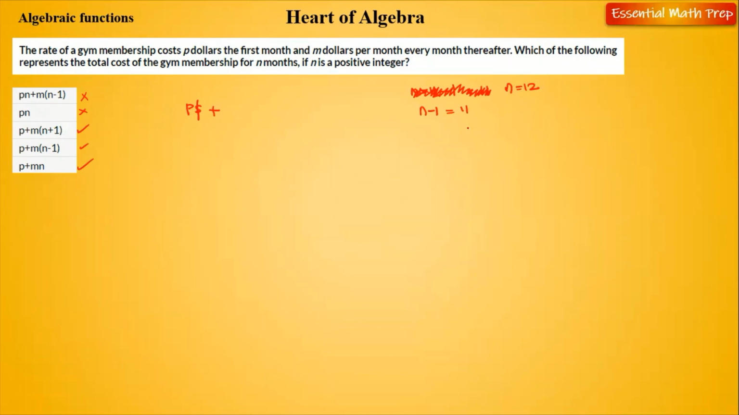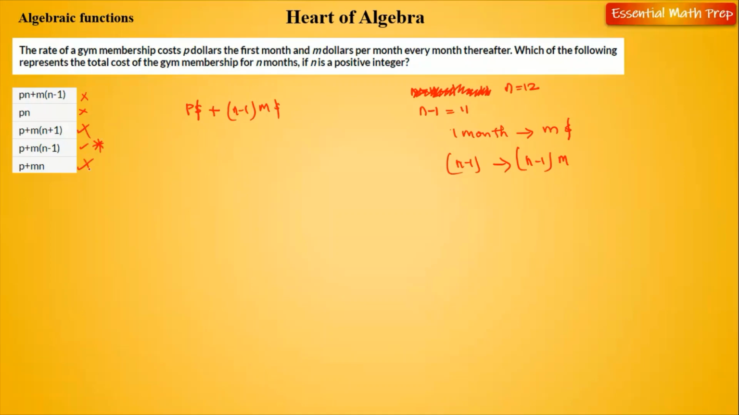So for 1 month after the first month, it's $M. So n minus 1 months would be n minus 1 times M. Now that gets added to the cost of the first month. So the correct answer is this.